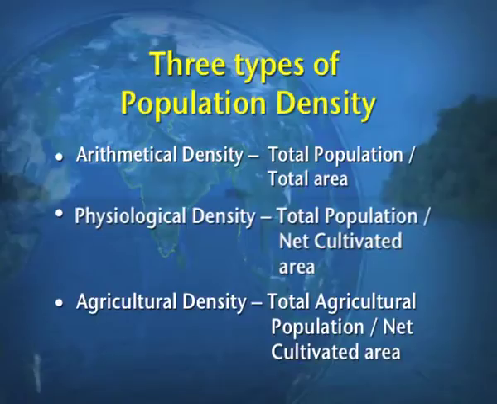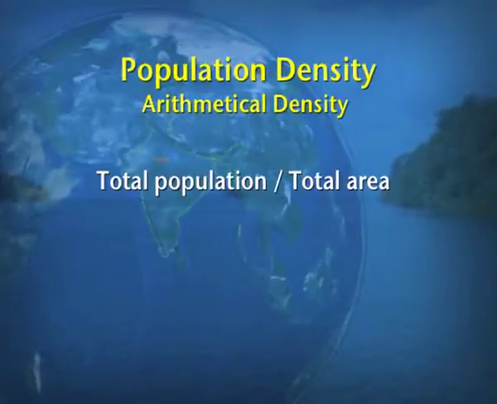First, we take up the arithmetic density. How is it calculated? This is the total population divided by the total area, which is a normal density of population, as we have discussed earlier also. So, that density which is counted by the total population divided by the total area is known as arithmetical density.